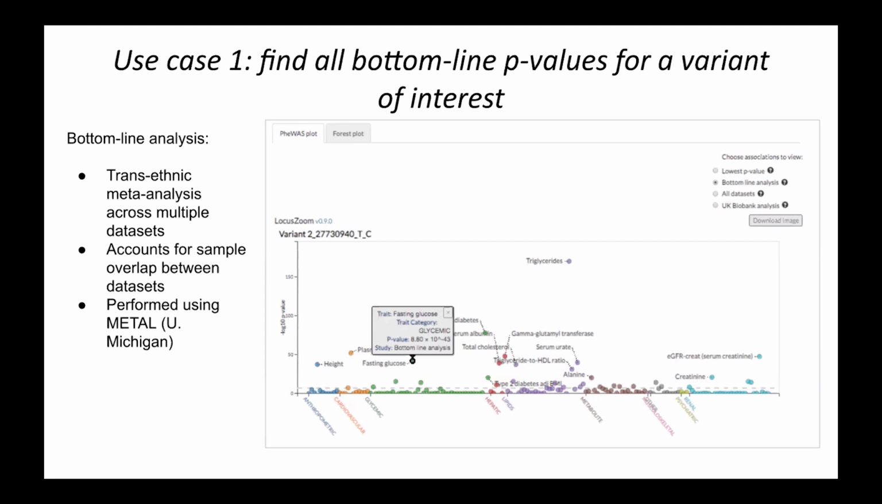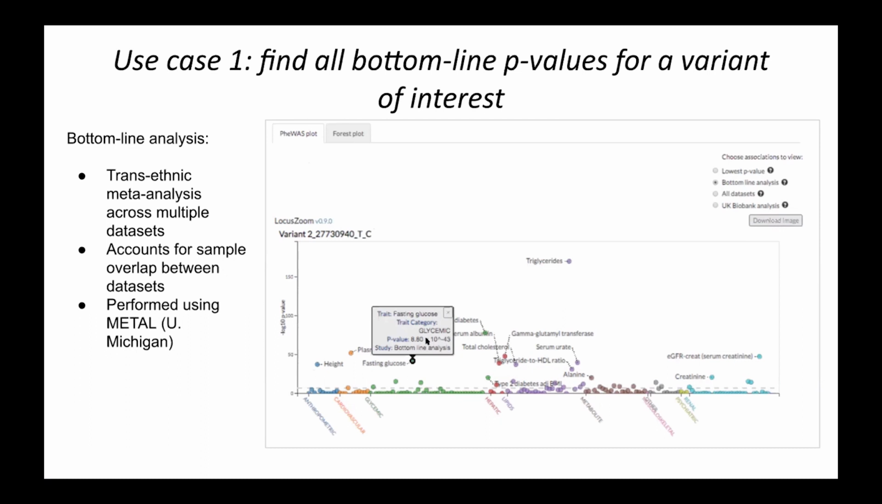And it accounts for sample overlap between the data sets, which is increasingly important because as the data sets get bigger and bigger, they necessarily overlap in their sample composition. We do this using the METAL algorithm, which was developed by our colleagues at the University of Michigan. To see these bottom line p-values in the portal, you can go to a variant page and look at the PheWAS plot. When you mouse over any of these points, you can see the bottom line p-value.